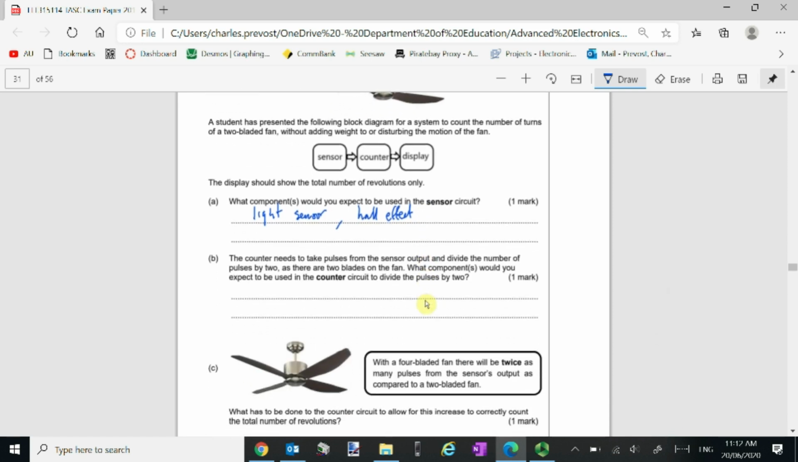Because there's two blades, it's going to pick up 2 counts per revolution, so that's why they're going to divide by 2. What could we use to make the circuit divide the number of pulses by 2? Well, a toggle type flip-flop does that.